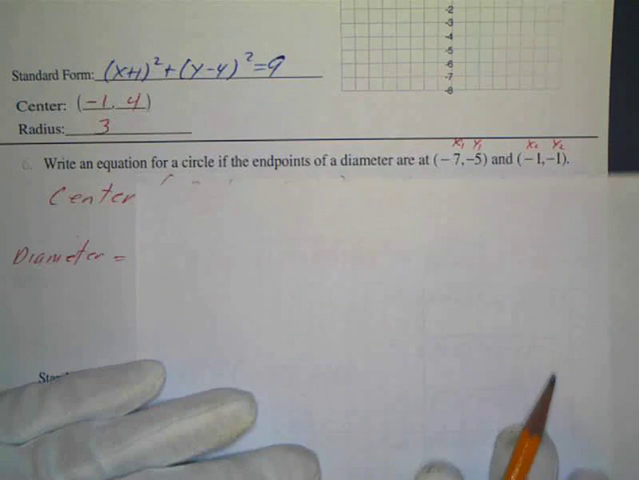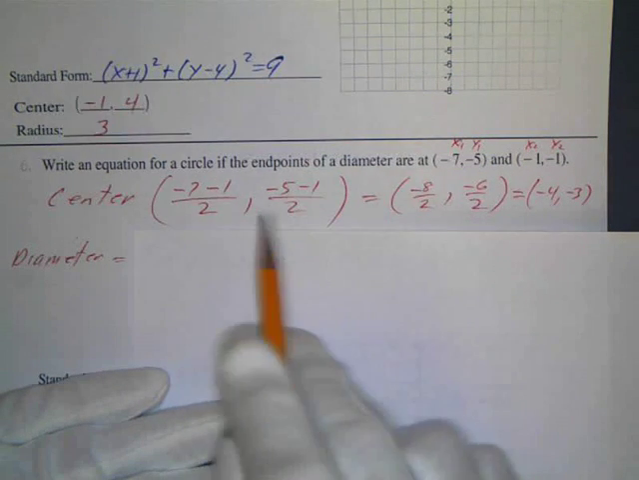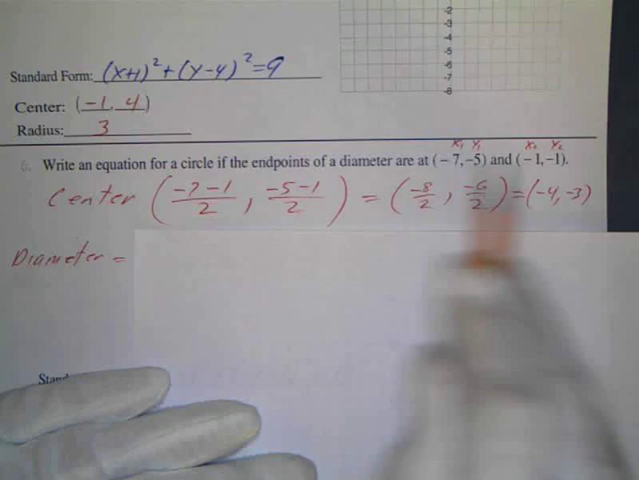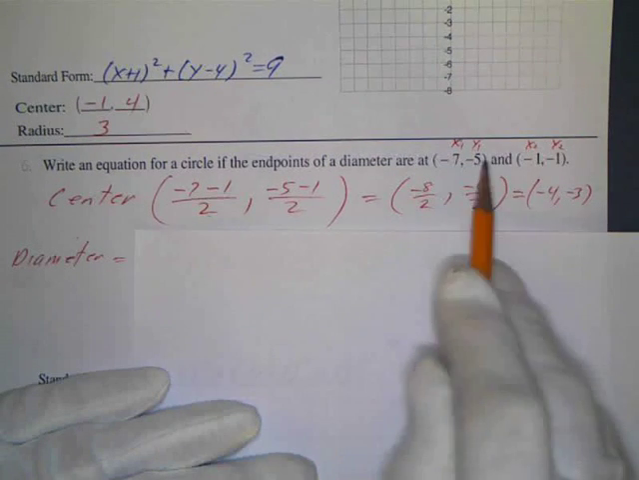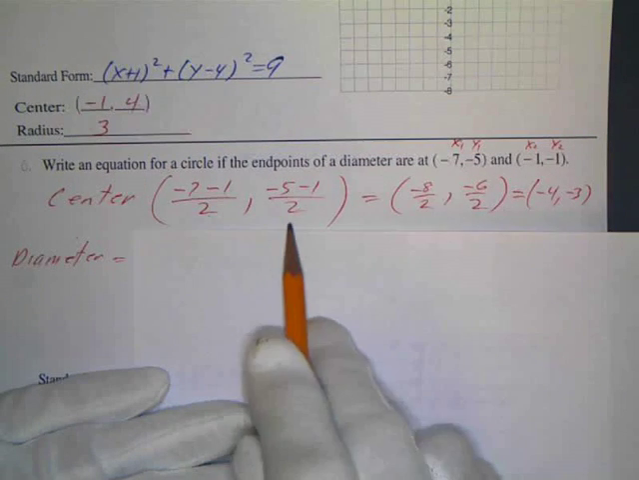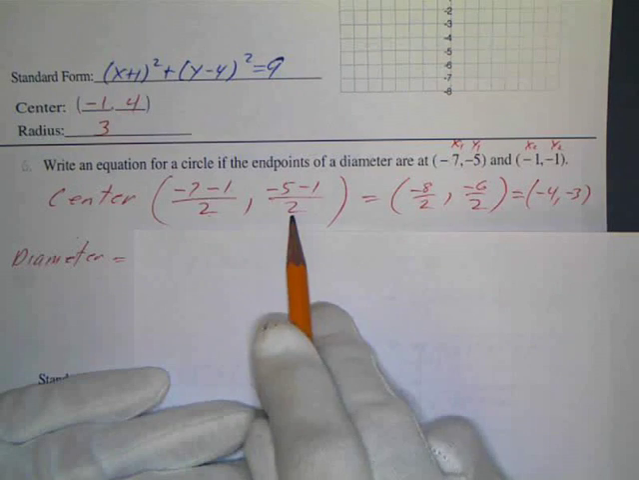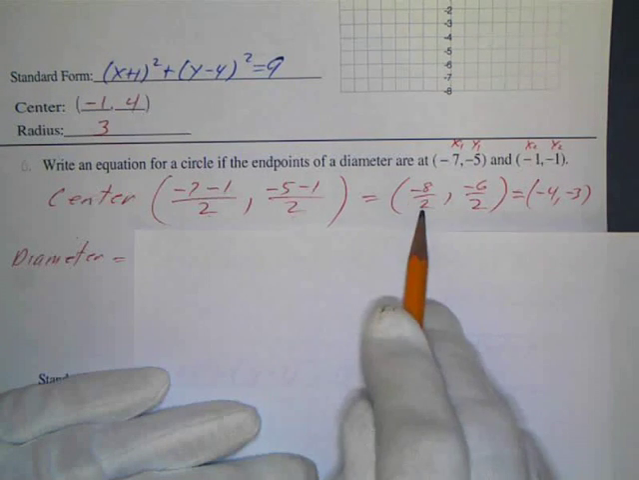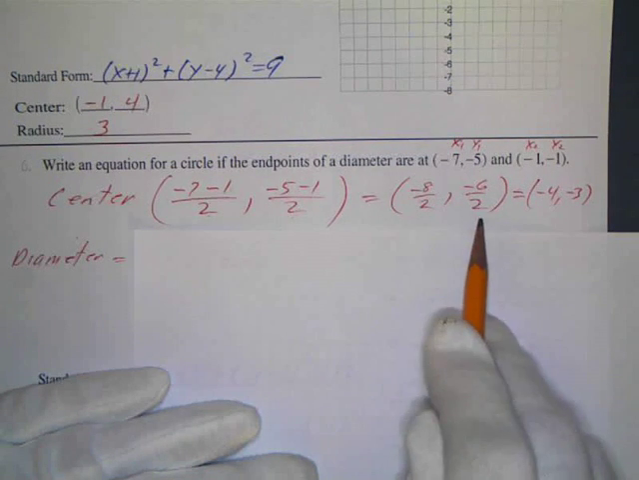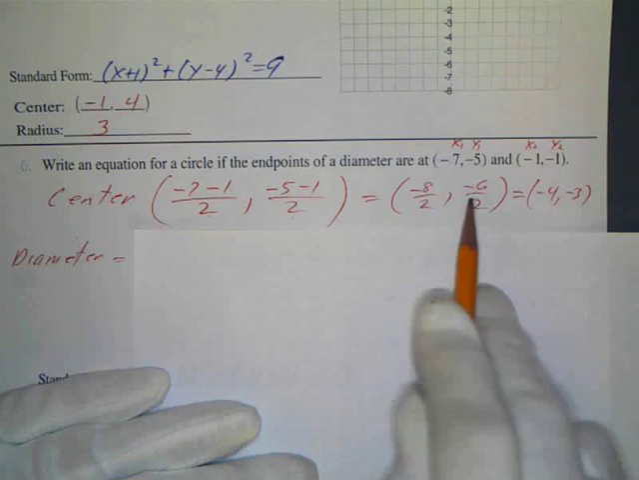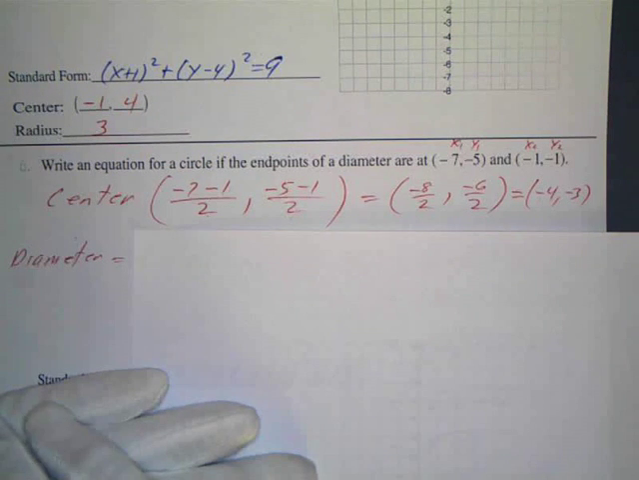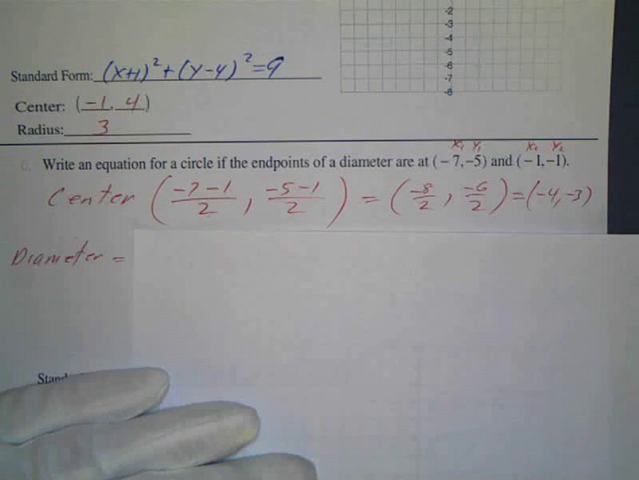So if we do that, it's pretty easy. Over here, -7 added to -1 divided by 2, -5 added to -1 divided by 2, that's -8 divided by 2, that's -6 divided by 2, which is just -4 and -3. So now you've got your center. And you'll need that for your equation. Now you want the radius.